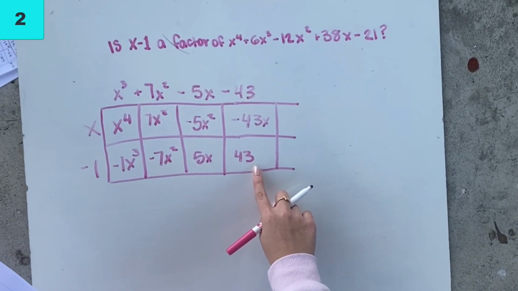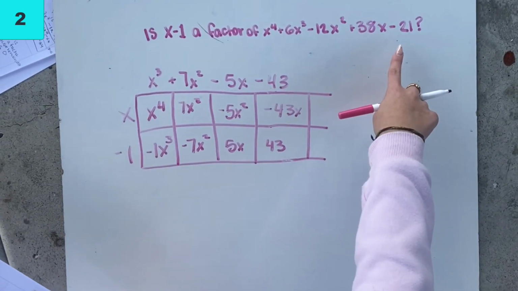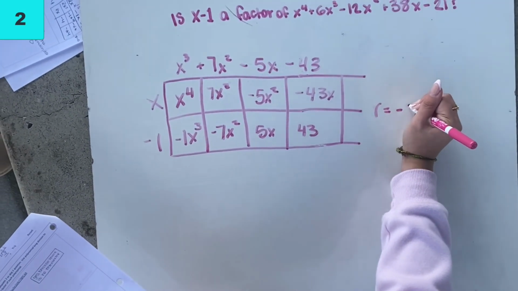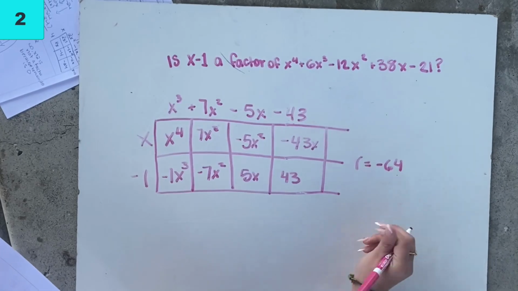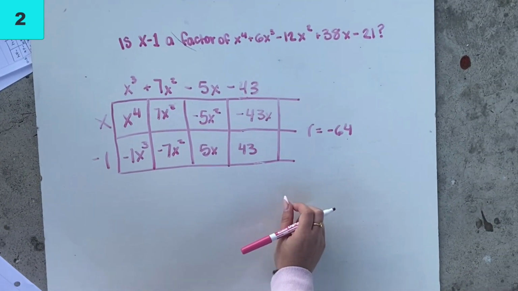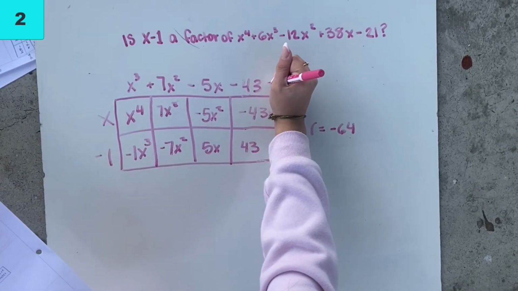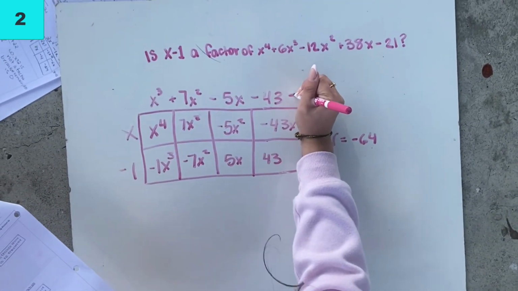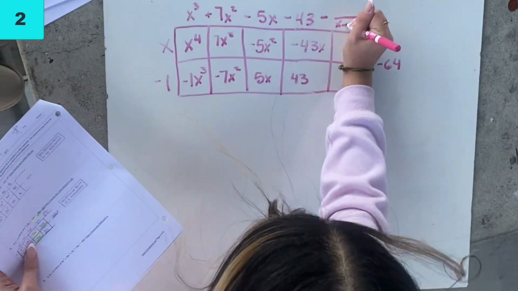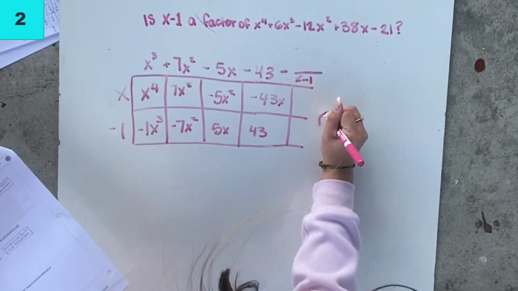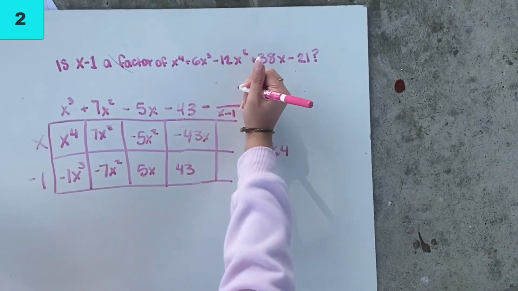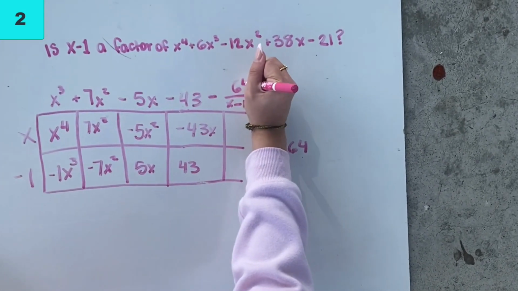which is just how much the difference is between 43 and negative 21. And my remainder equaled negative 64. If you have a remainder, it means that it's not factorable. So the denominator of the fraction is going to be this term right here. So it would be x minus 1. And then you put your remainder on the top, and since it's negative 64, you're going to subtract it. So at the top, it's just going to be 64.